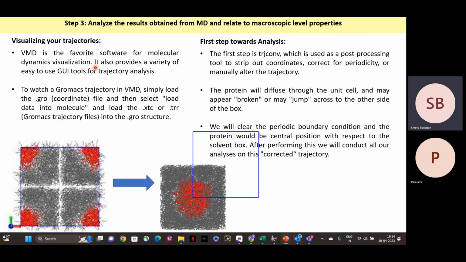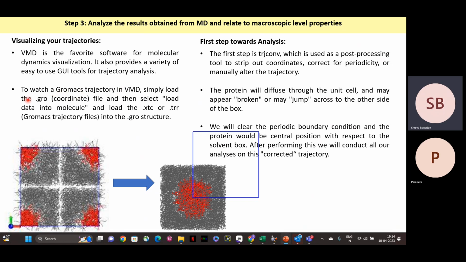So now is the time to analyze the results obtained from the molecular dynamics and relate them to the macroscopic level properties. Firstly, the trajectories need to be visualized. VMD is the most commonly used software for molecular dynamics visualization. It provides many easy tools for trajectory analysis.